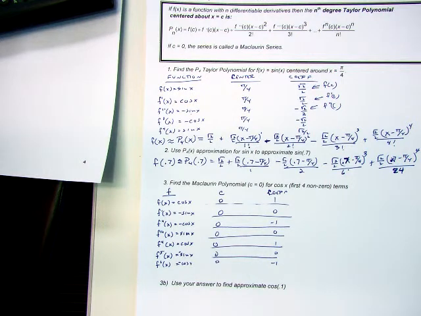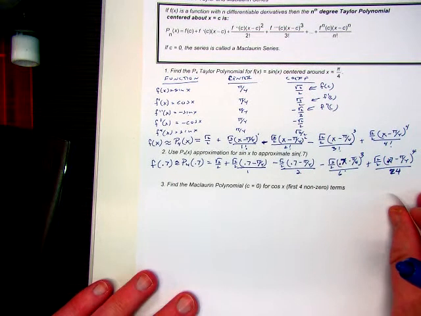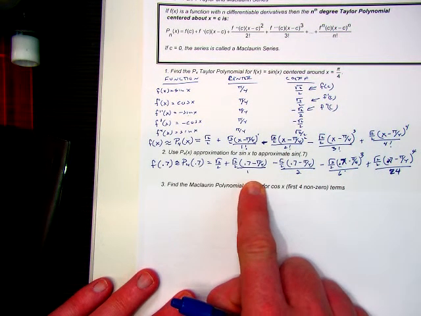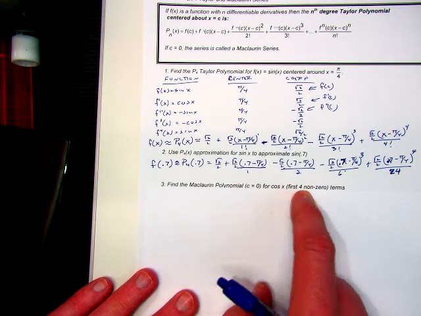Okay, this will be our last one, and I started it so at least to save us a little bit of time. So we're going to find the Maclaurin polynomial, which implies we're centered at 0. That means the same thing. I would not have to include it. For cosine of x, we're going to find the first 4 non-zero terms.